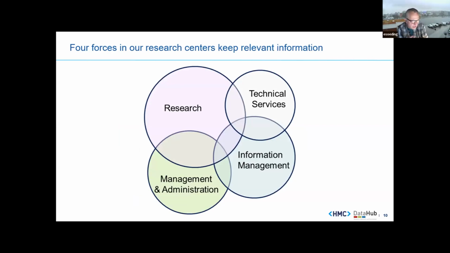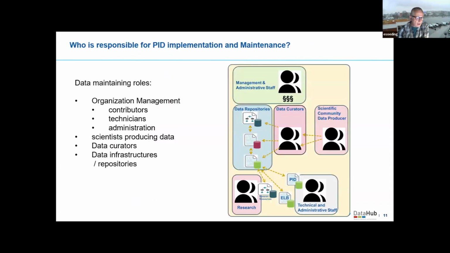So we basically have four layers in the organization. That's first of all the researchers. Then we have, of course, information management, which is the repositories and the curators. We have technical services, people who measure stuff, who are responsible for the instruments, and we have, of course, the management and the administration of the centers. And they all have different roles, and most of them are not aware of their role in the system. They're just doing their job. They manage their data somehow for themselves, but there's no organized way that this information is actually progressing.